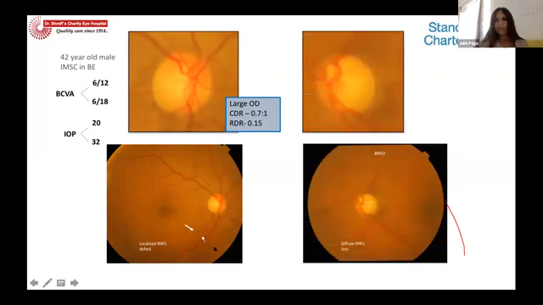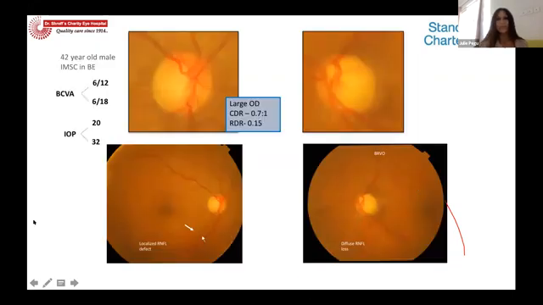And in the left eye, you see that the damage is definitely much more. You can see that there's hardly any rim in this quadrant. Nasally, you can see that the rim is 0.15:1, and there is a diffuse RNFL loss in both superior and inferior quadrants. The patient also has some BRVO superiorly.